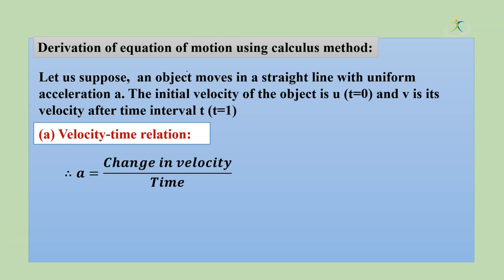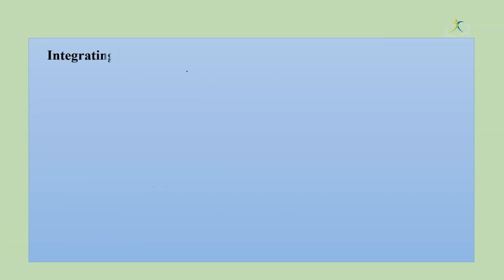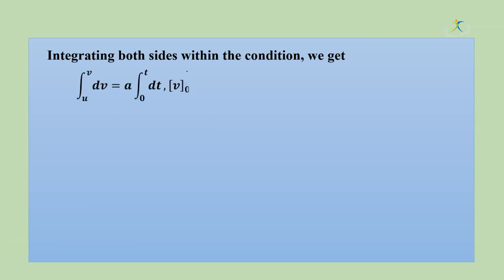Velocity-time relation: a is equal to change in velocity divided by time, so a is dv by dt, where dv is the change in velocity in time dt. So dv is equal to a dt. Integrating both sides within the limits, we get the integral from u to v of dv is equal to a times the integral from 0 to t of dt, which gives v minus u is equal to a t minus 0. Hence, after putting in the upper and lower limits, we get the final result, v is equal to u plus at.